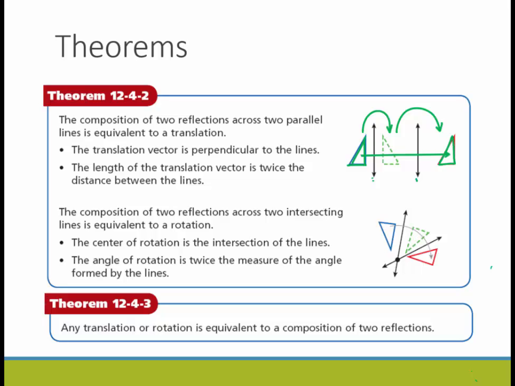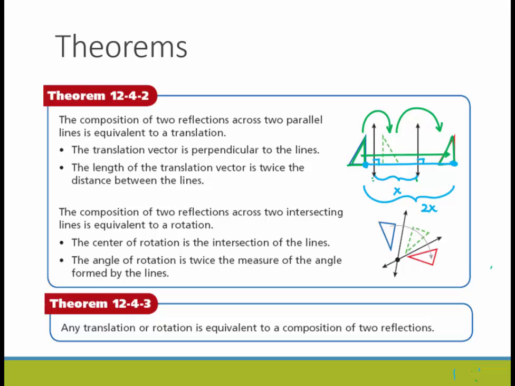The translation vector is perpendicular to the two lines. So the translation vector is, if I go from this point to this point, same point but on image and pre-image, it's perpendicular to those two parallel lines. And then the length of that is twice the distance between the lines. So whatever this distance is here, this whole distance is twice as big.